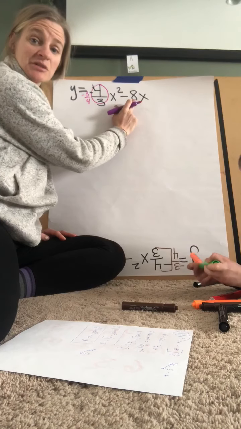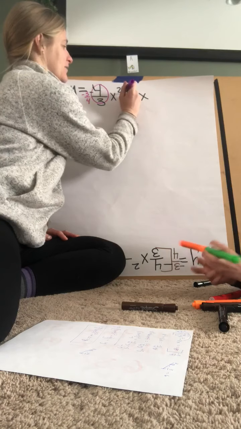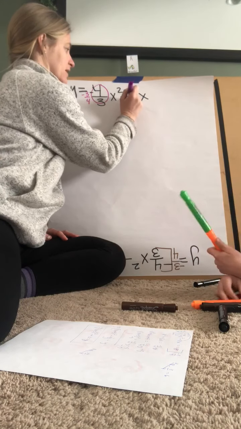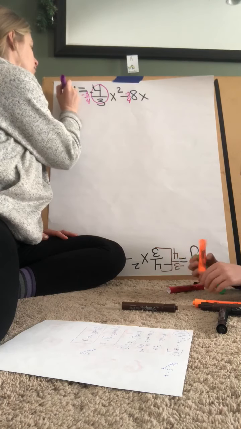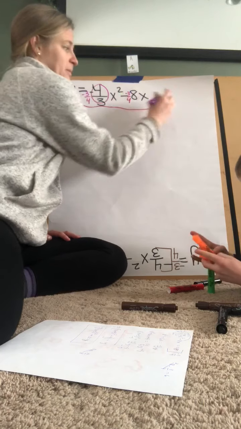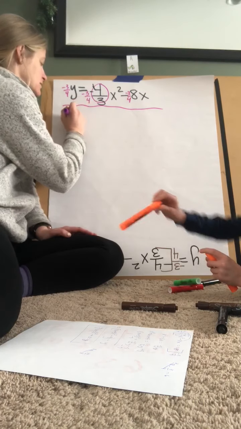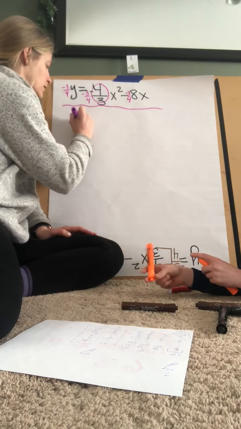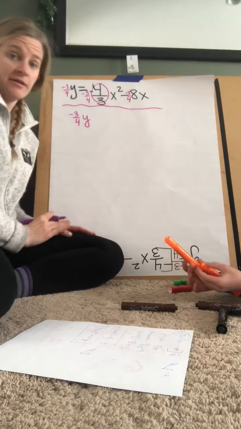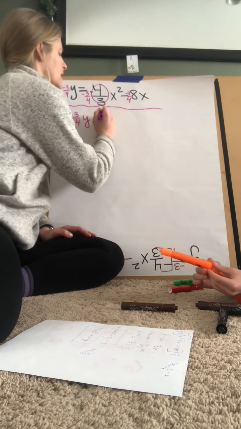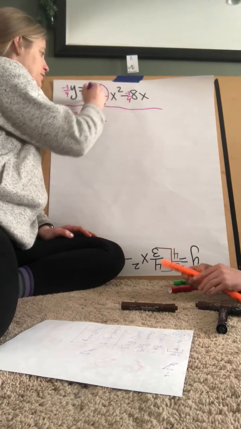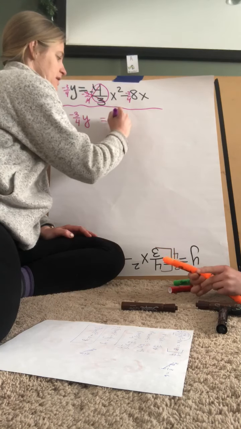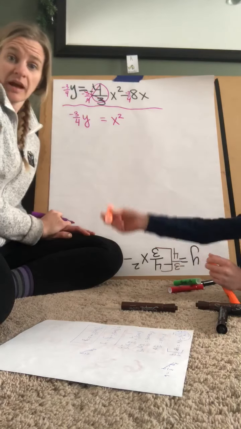And then I have to multiply this by negative 3/4, and then I have to multiply this by negative 3/4. It's going to look weird, but bear with me, okay? This is negative 3/4 y equals, the negative 3 and the 3 cancel out. The 4 and the 4 cancel out. I'm left with x squared.